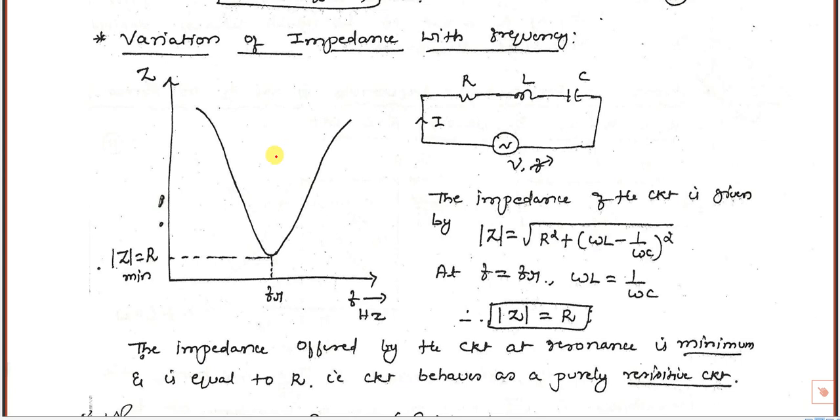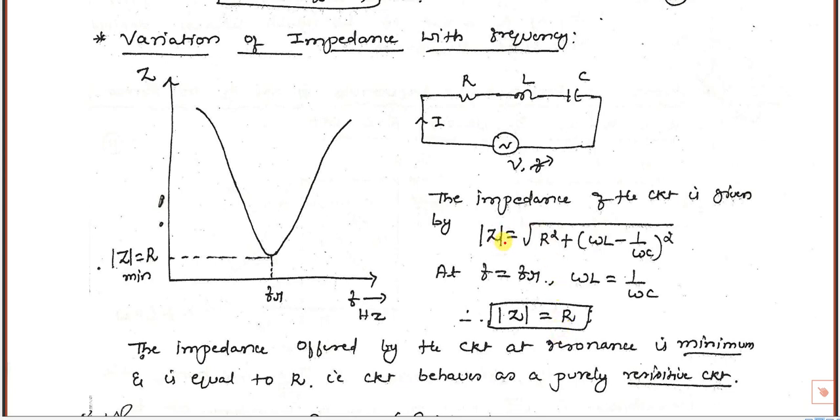Next, variation of impedance with frequency. Here the Y axis is Z and this is frequency F. I already told you that as frequency increases, the reactance of the inductance and capacitance is going to vary, so you are not going to get a constant value throughout if you vary the frequency. At resonance frequency, XL is equal to XC, and they get cancelled. The circuit behaves as purely resistive.